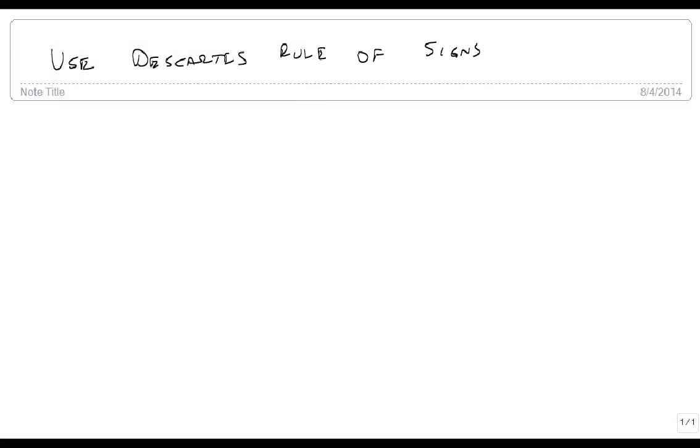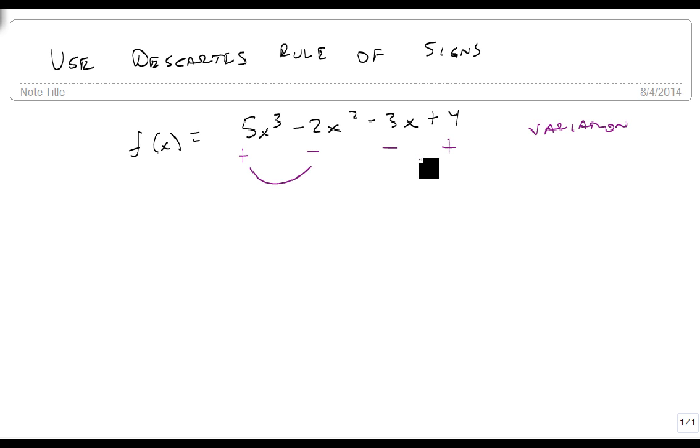We are now going to use Descartes' rule of signs. And it's really nice to know this one because it helps us even more than the possible real zeros in limiting how many numbers we actually have to look at. And so remember, we talked about the variation of changes, where if we have a function like f of x equals 5x cubed minus 2x squared minus 3x plus 4, we talked about the fact that it goes from a positive to a negative to a negative to a positive, and the variation of this is how many times it changes. 1, 2.